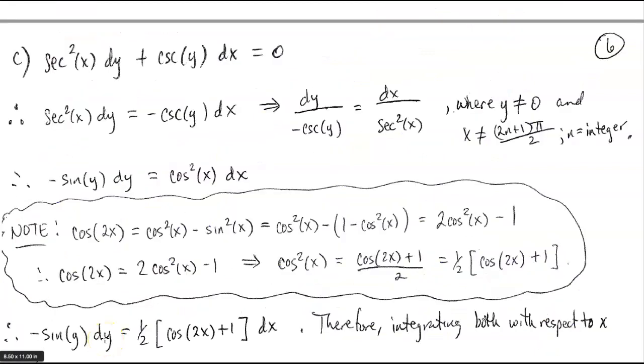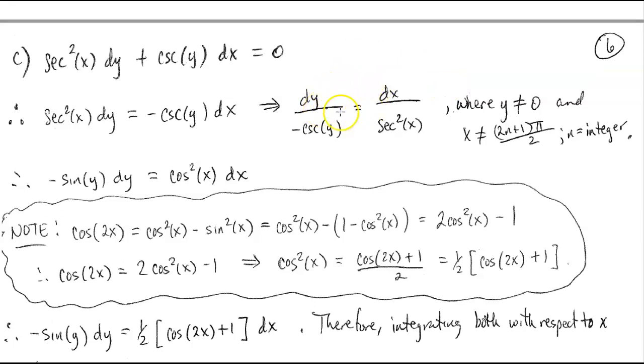All right, so for our next example, this is one where we've already worked it out. But here we have secant squared x times dy plus cosecant y times dx equals 0. In this case, you see that I'm trying to rearrange this particular equation so that I can eventually have dy over dx equal to something, if I can.